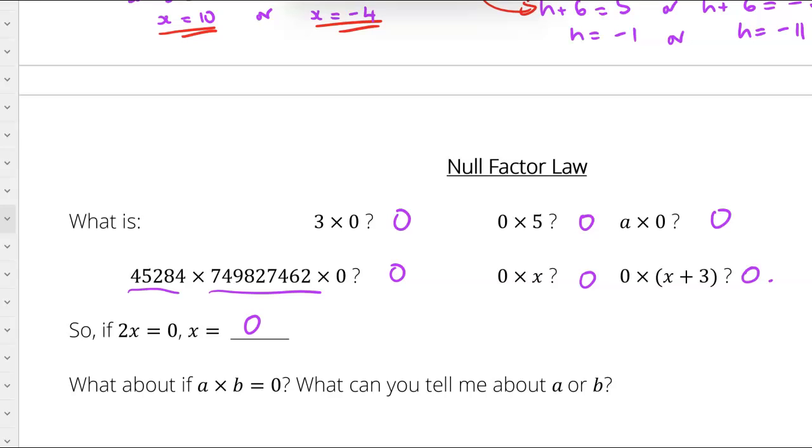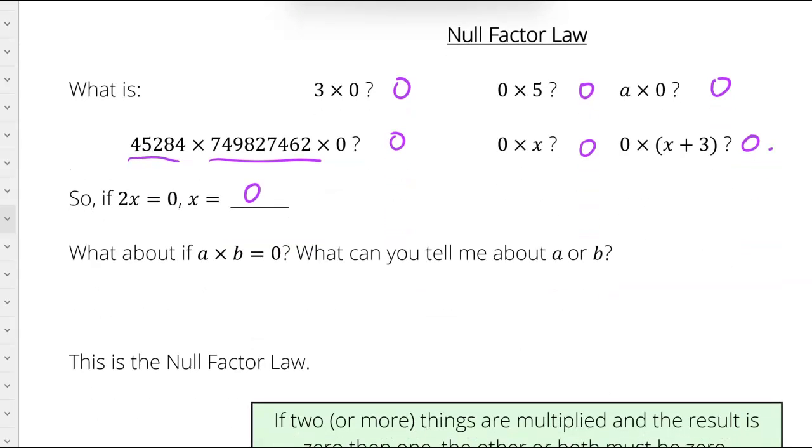What about if we've got 2 things multiplied with an answer of 0? What can you tell me about them? At least one of them has to be 0, right? Potentially they could both be 0, but if they were 2 different values, at least one of them has to be 0. So we have to say that a equals 0 or b equals 0.